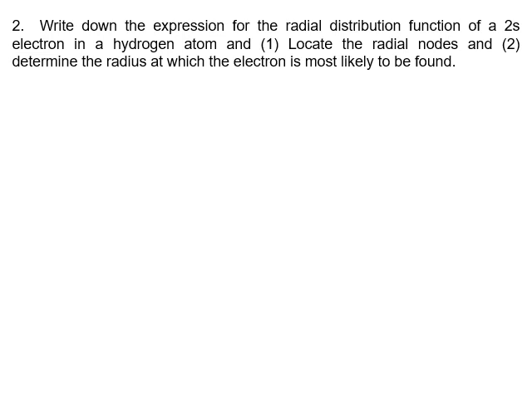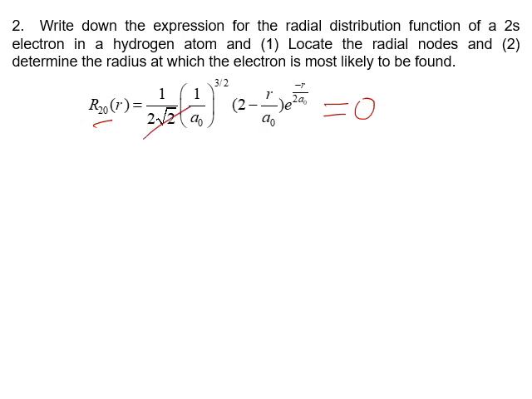Question number 2. Write down the expression for radial distribution function of 2s electron. Now this can be easily found from either textbook or my lecture notes. You look at R20. 2 is the principal quantum number, 0 is l. So when l equals 0, that's s orbital. And the question is locate the radial nodes. So that means this is 0. The constant can't be 0. The exponential function cannot be 0. So the only way to make this 0 is r equals 2a naught.